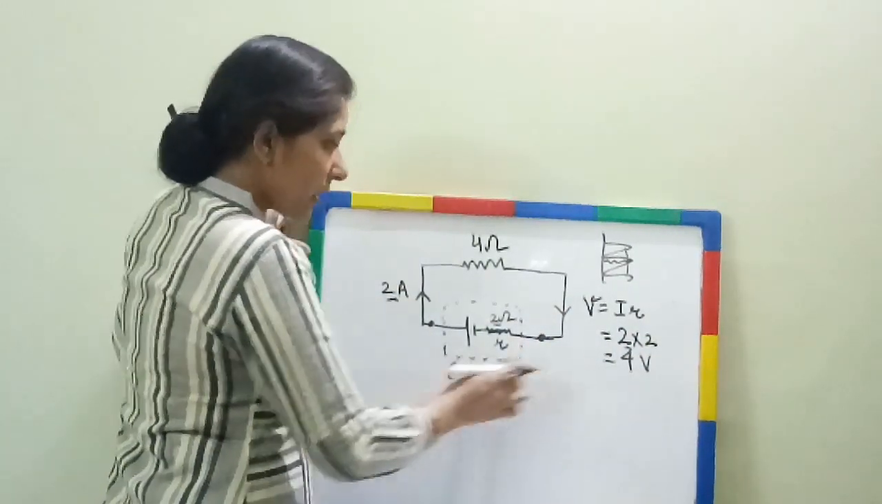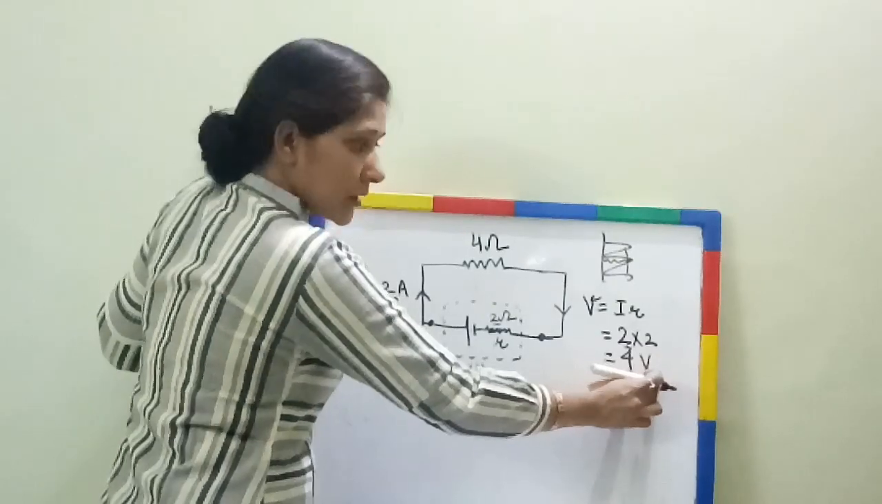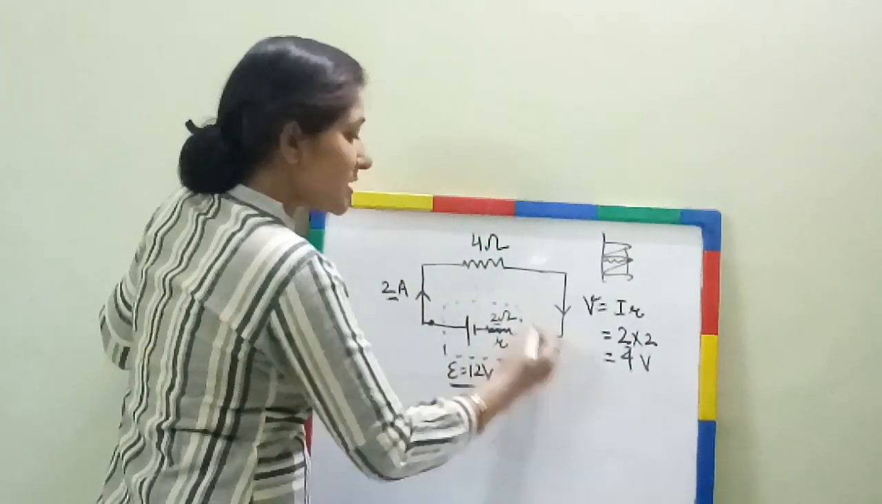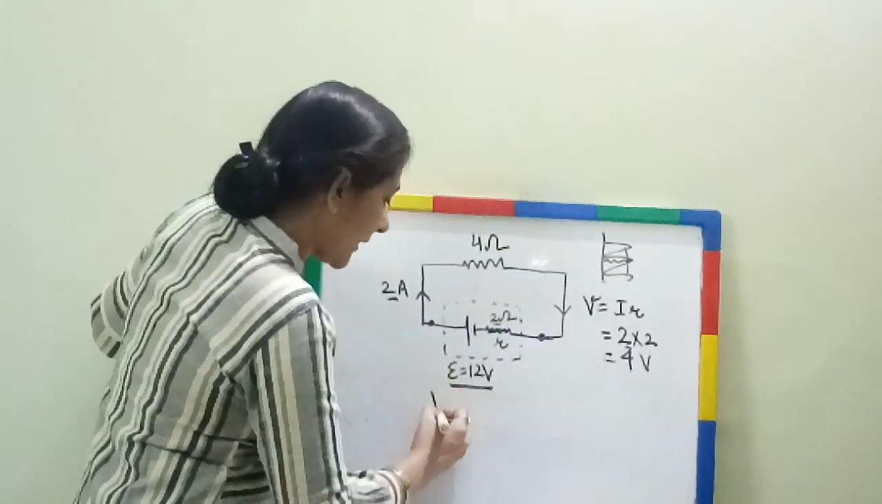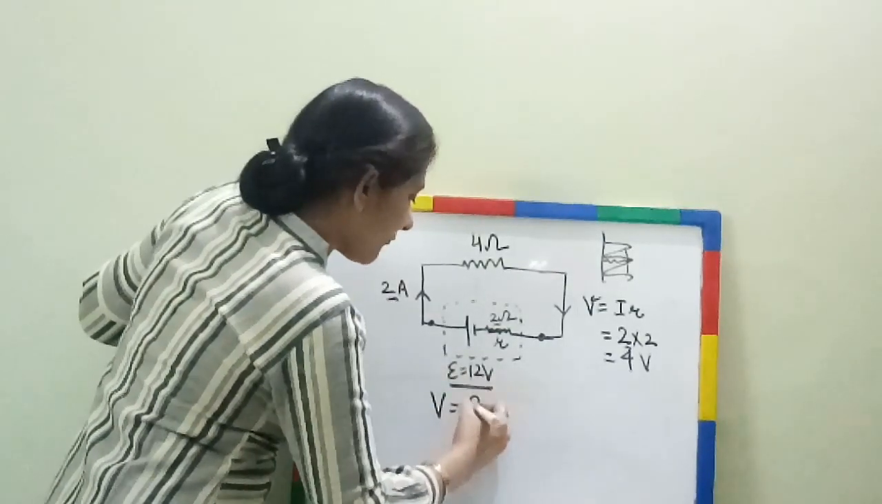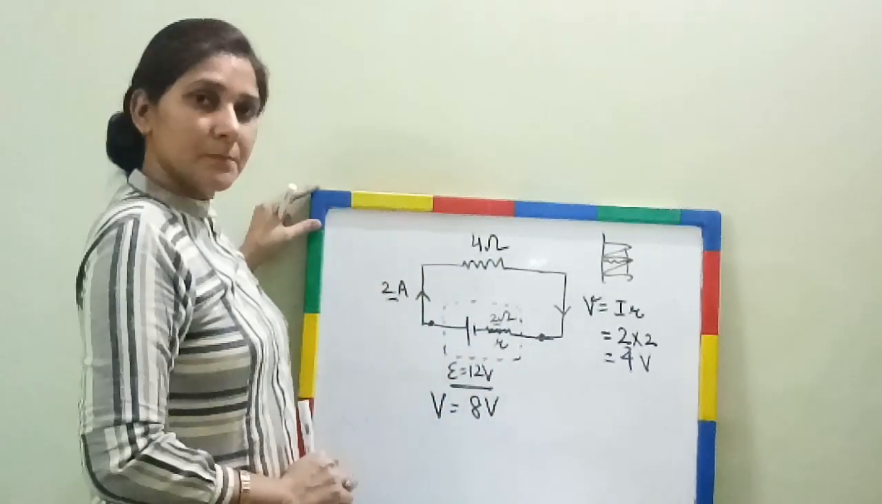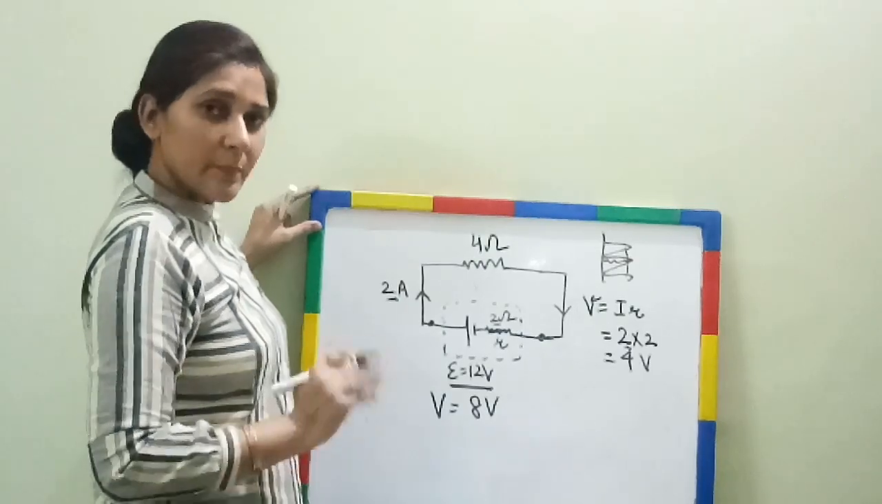So out of this 12, 4 volt voltage is dropped here. So what will be the terminal voltage left out? That will be denoted by capital V. So that will be left out as 8 volt. Is that okay? समझ आ रहा है ये?